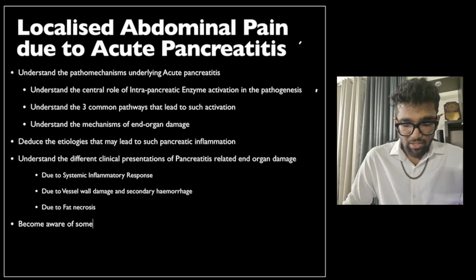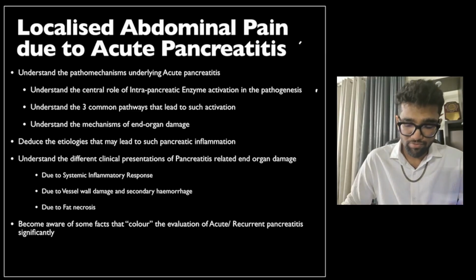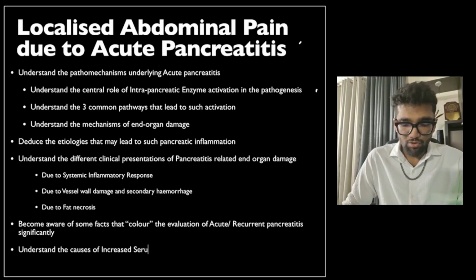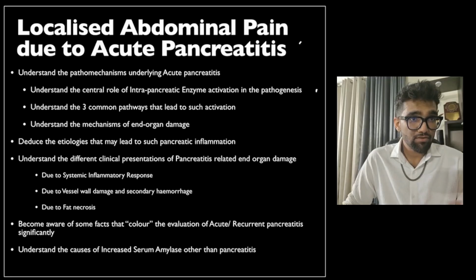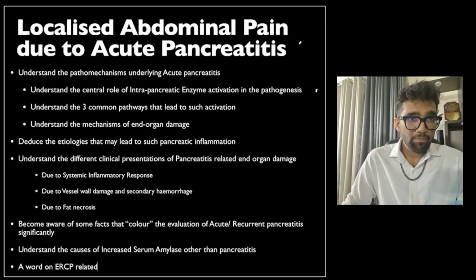Then we'll go ahead and become aware of the facts that generally color, quote unquote color, the evaluation of acute or recurrent pancreatitis, that is the exact base rates of various causes of pancreatitis. And then we'll understand the causes of increased serum amylase in cases where there is no pancreatitis. And finally, we'll end with a word on ERCP related pancreatitis just for completion.